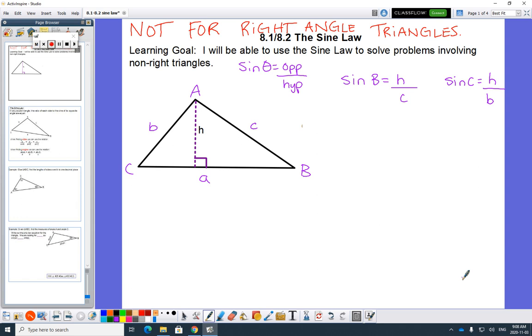So these two things have many variables, but one of them is common. What's the common variable between those two ratios? Good. So let's solve for H. Here we want to solve for H, or isolate H, so we're going to multiply by little c. And then over here, we have to multiply by b.